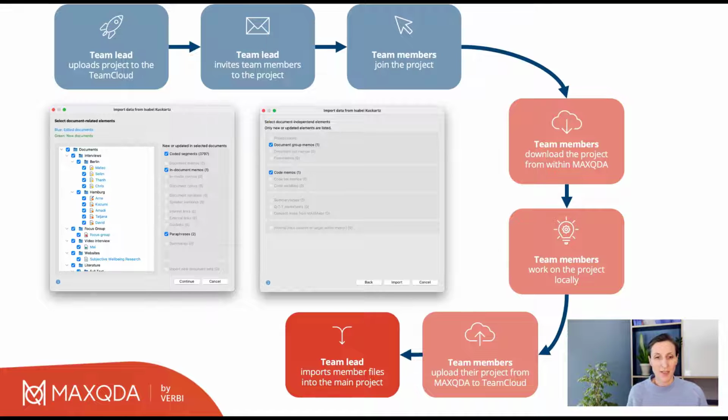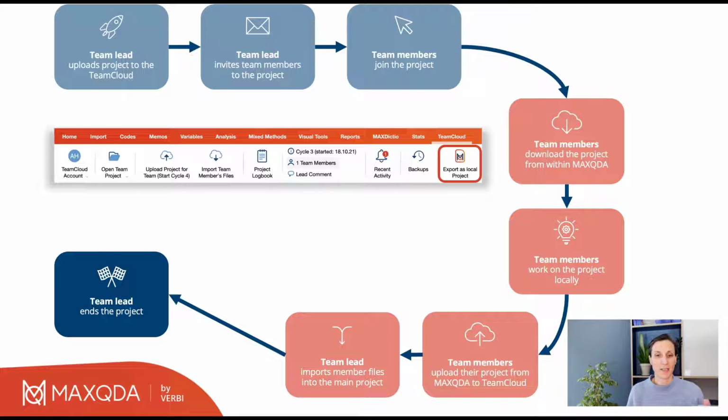Once this step is done, the team lead has two choices. Either they say, okay, we're finished, we can end this team project. They can just export the TeamCloud project from the menu as a local project and store it just like they would any other project. Or they say, we have to get going here.